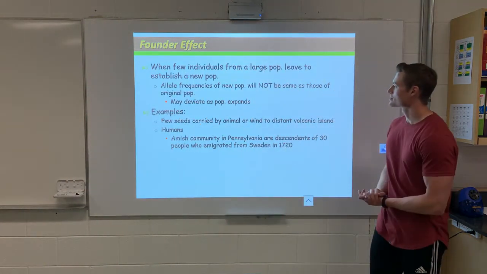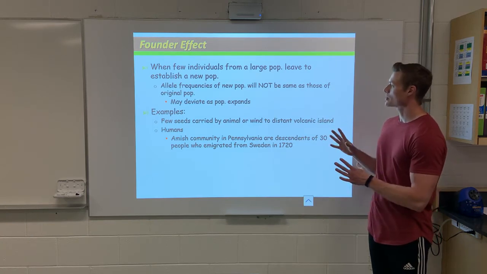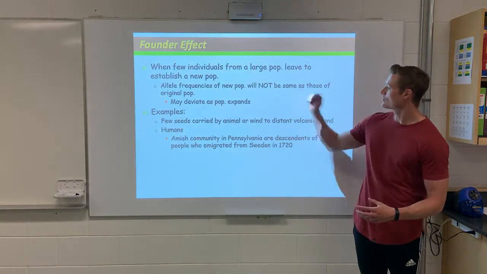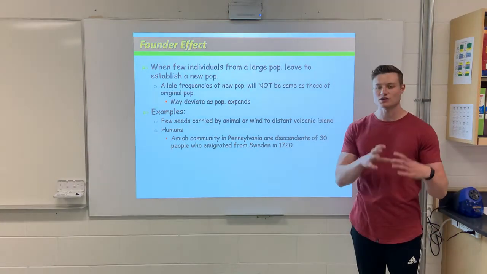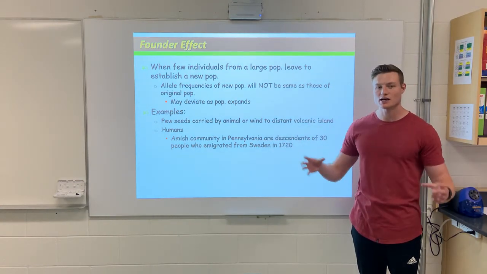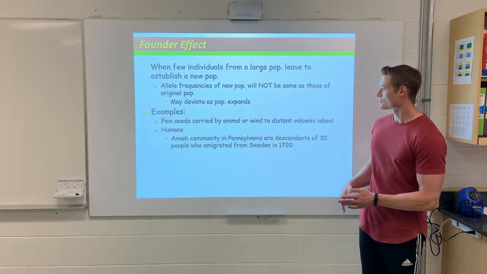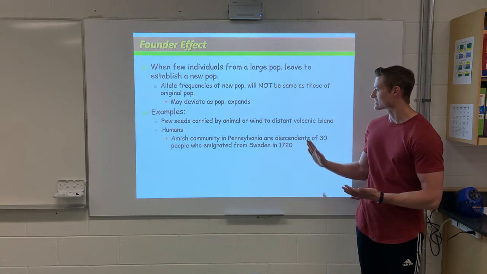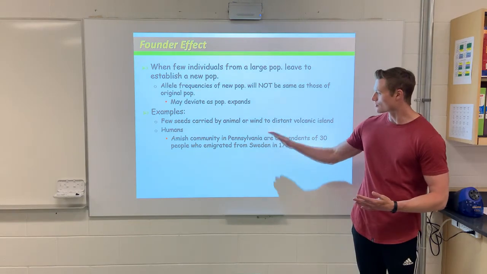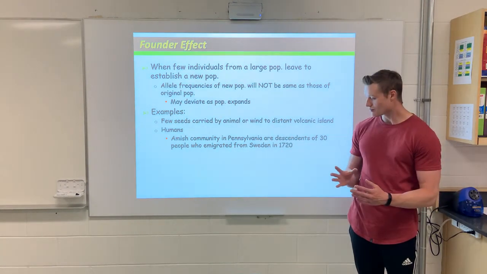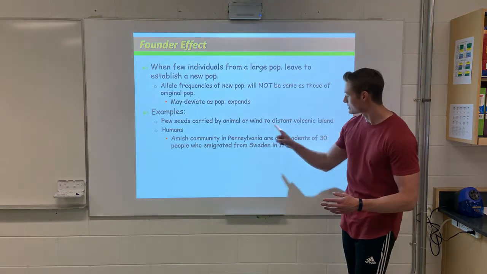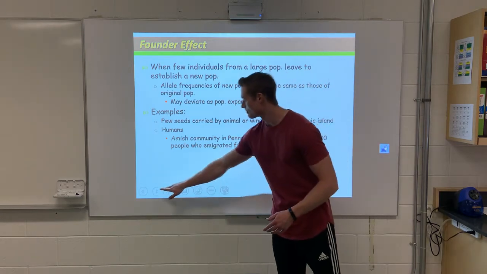Now, the founder effect is another example here where individuals from a larger population will leave to establish a new population. When they do that, the allele frequencies will be different because if a small group leaves the large group, whatever alleles are in that small group are your baseline for your new population. So for example, the Amish people in Pennsylvania are descendants of people who emigrated from Sweden in 1720. And those people that entered into Pennsylvania and brought along their traits started essentially the gene pool, which would be different from the gene pool back in Sweden.